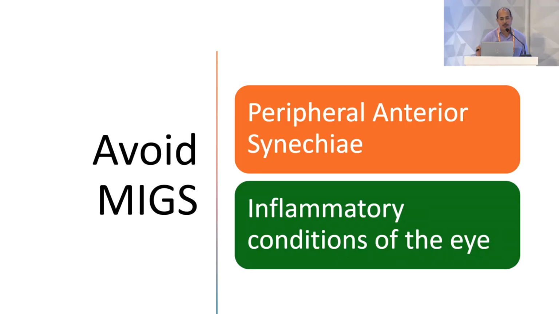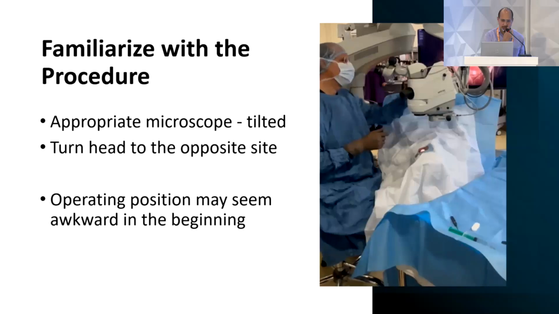Avoid MIGS when there's extensive peripheral anterior synechiae, and especially if there are inflammatory conditions of the eye, like chronic uveitis, where there's a lot of synechiae already. I think those are not the cases for MIGS, because even if you do a successful MIGS, it might actually close later because of the ongoing inflammation, which will lead to more synechiae formation.